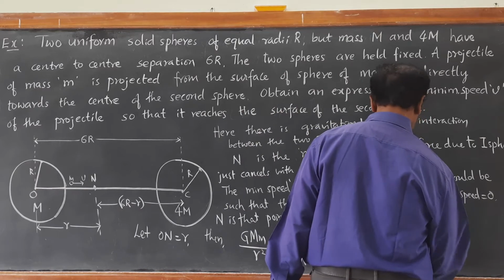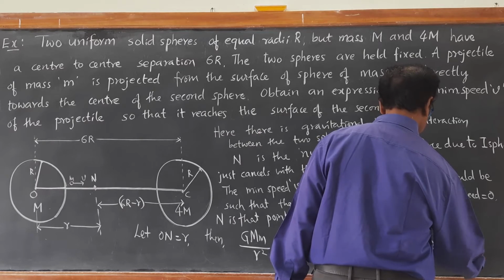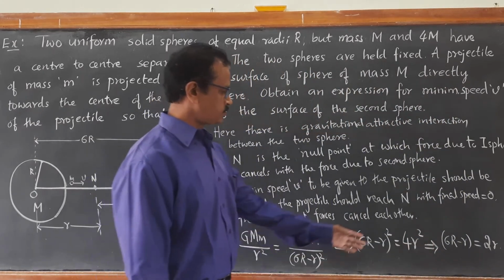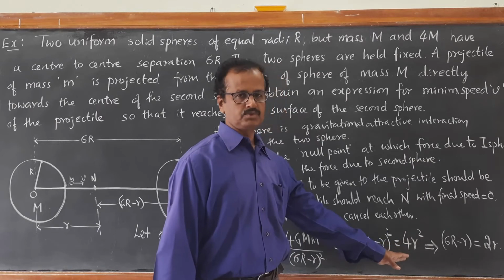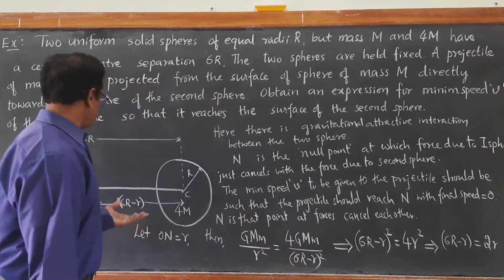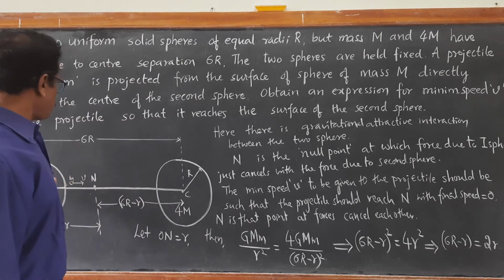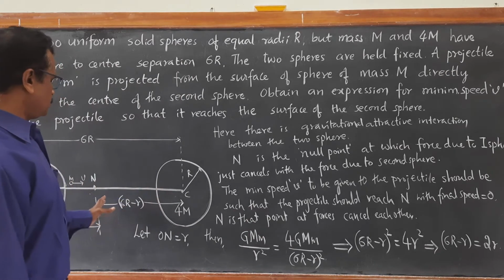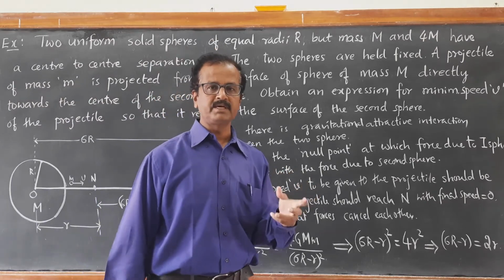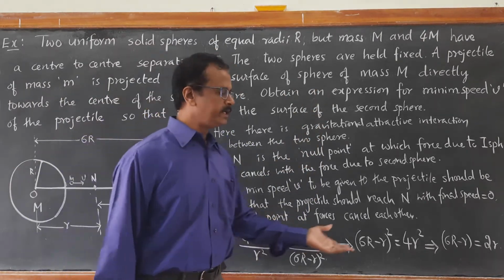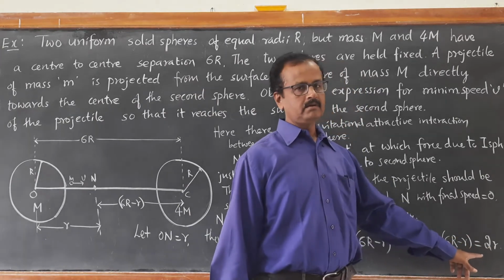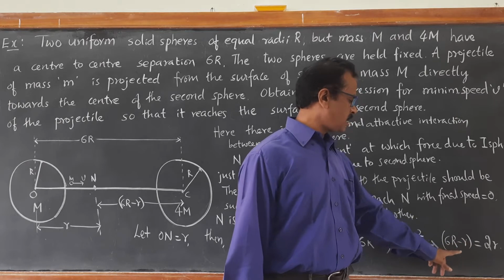This implies 6r minus r is equal to 2r. When you take the square root on both sides, there is another solution: you will get plus or minus 2r. So if you take minus 2r here, you will get another null point. That null point will be away from these two spheres, not along the line joining the two centers. It becomes 6r on the other side. Therefore, we need not take that second solution. We will take only positive 2r. If you take minus 2r, then the solution will be minus 2r plus r is equal to 6r.